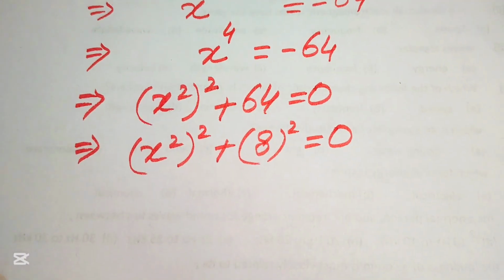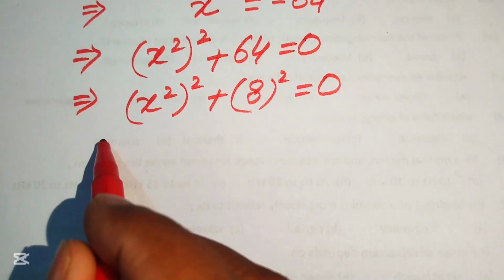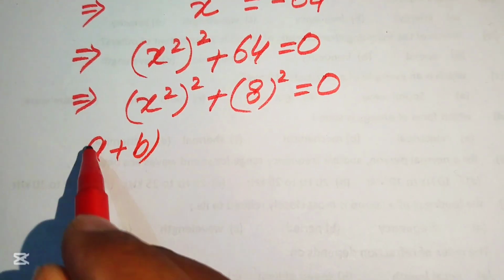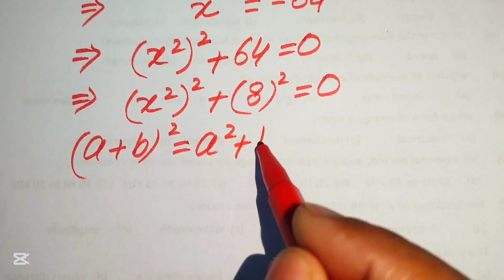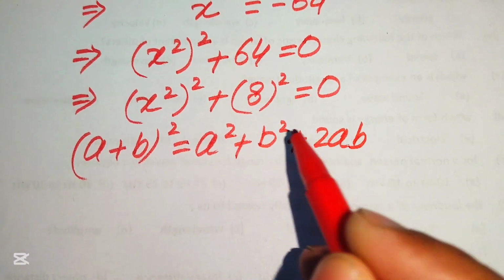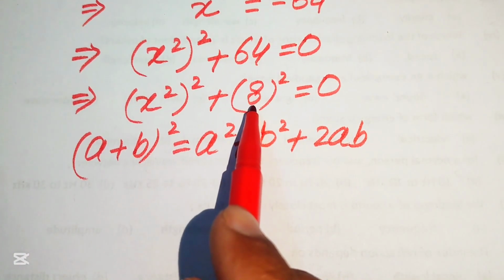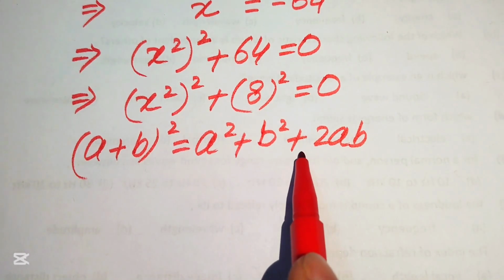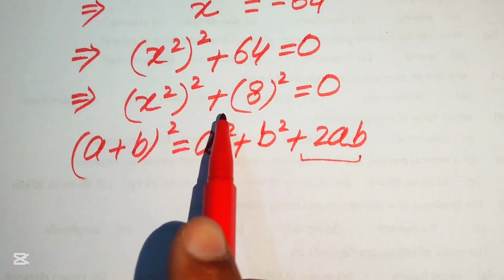Here we need to use the completing square method in order to solve for the value of x of this problem. So in order to complete this square, we need to apply this nice formula. If we have a plus b whole square, it is equal to a square plus b square plus 2 times ab. But here this is our a square and this is our b square, and we are missing the 2ab term.